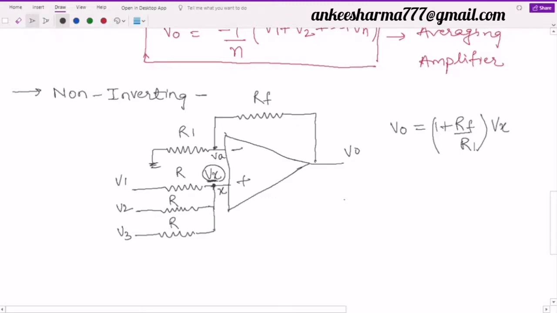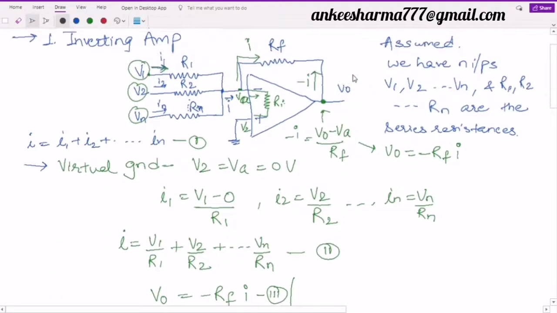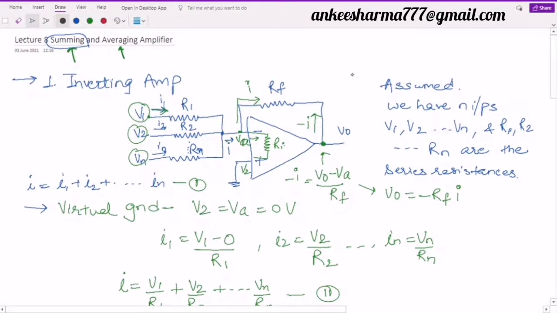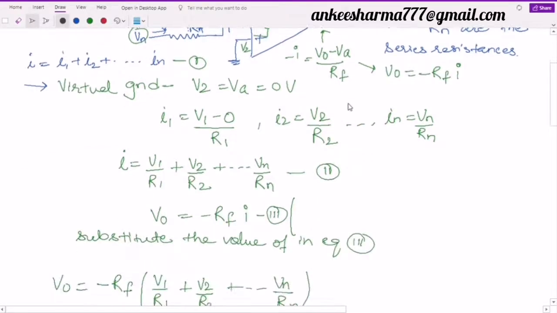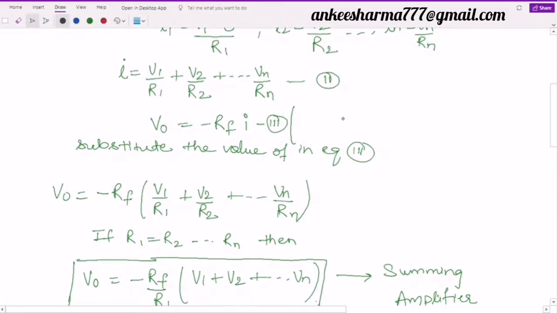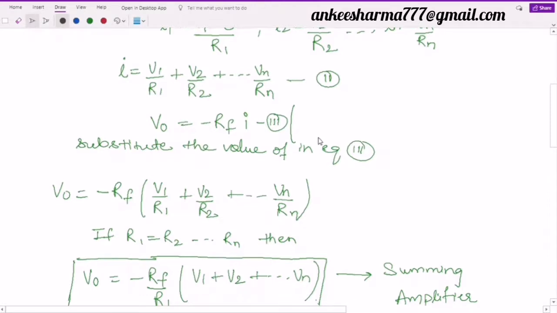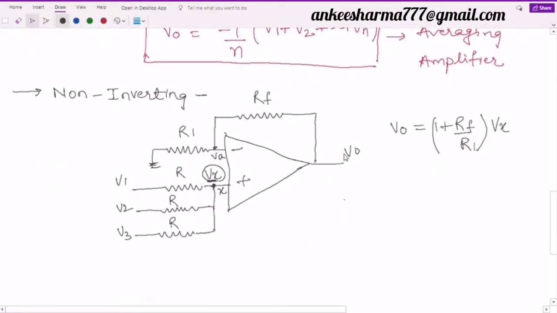This is important. If it was the inverting case, as we have discussed, in that case the output is equal to minus Rf by R1 of the input voltage V1. That's why we obtained the value equal to minus Rf by R1 of V1 minus Rf by R2 of V2 and so on. But in the case of non-inverting, this is different. Here, the output voltage is equal to the gain multiplied by the voltage at this point, the X point. It means we have to first find the value of the Vx voltage. Then only can we obtain the output voltage.